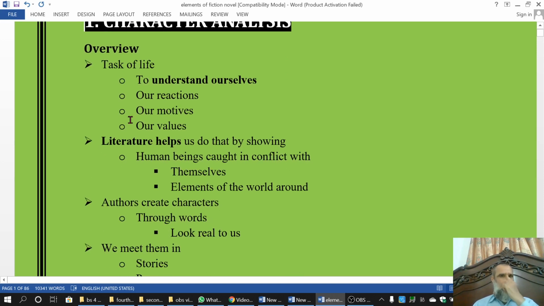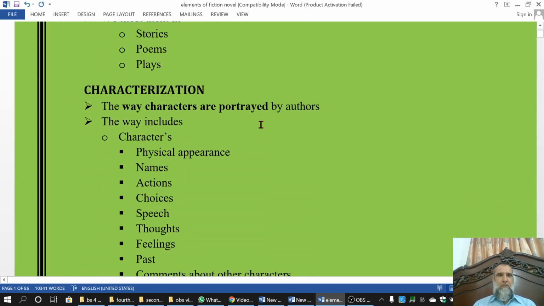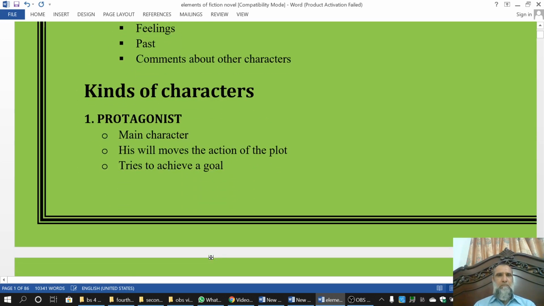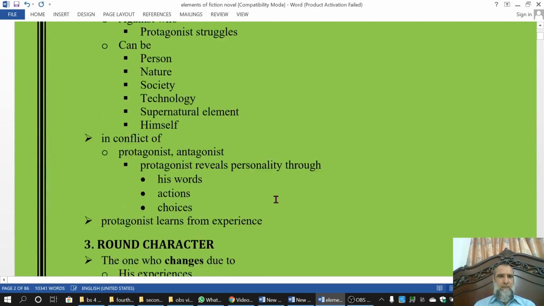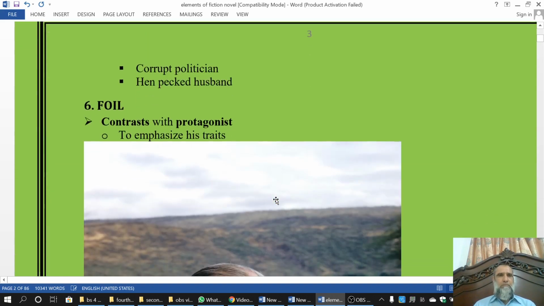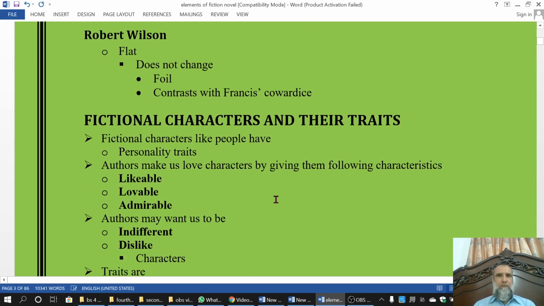We first had an overview of this, then we discussed what is meant by characterization and what are those points which are important for understanding characters, and we did them by number. We also discussed the kinds of characters. Protagonist was defined, antagonist was defined, round character, flat character, stereotype, and foil. These were the 6 types of characters, and then different examples.